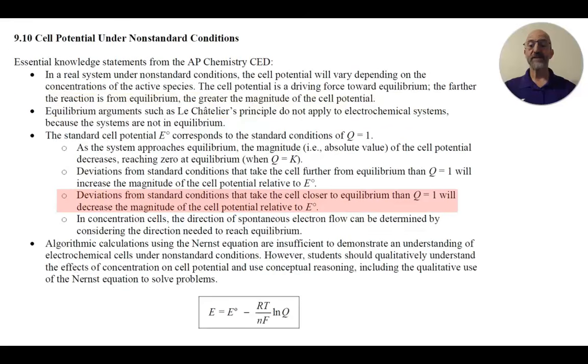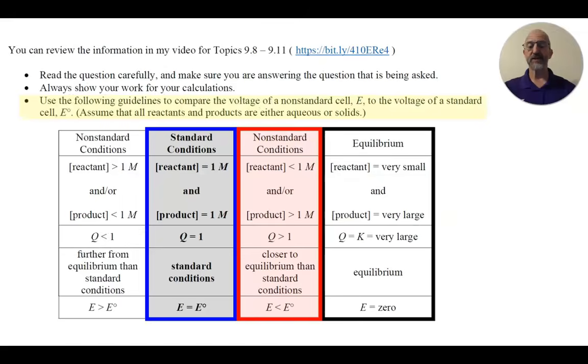So, if there are deviations from standard conditions that take the cell closer to equilibrium than Q equals 1, then this will decrease the magnitude of the cell potential relative to the standard cell potential. So that's highlighted on this slide. If Q is greater than 1, you are now closer to equilibrium, where the cell goes to die, than standard conditions. And if Q is greater than 1, the cell potential is less than the standard cell potential.